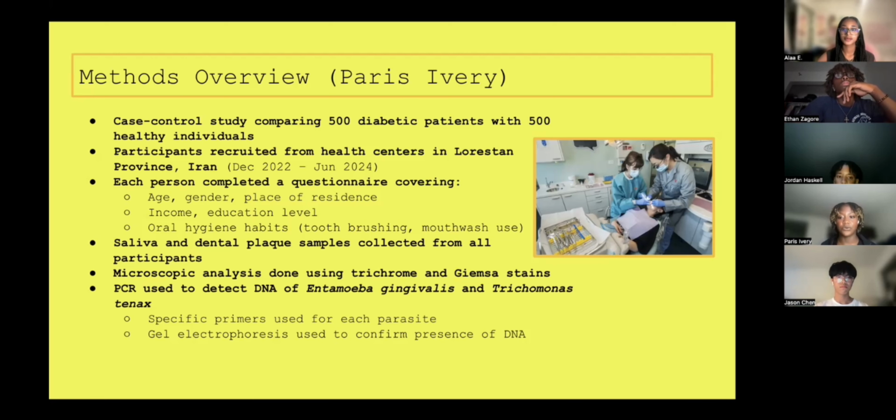They ran chi-square tests to look at different group differences and then used logistic regression to see which factors like income, education level, or mouthwash use were actually linked to a higher or lower chance of having these parasites.